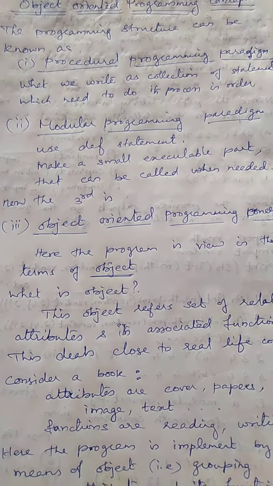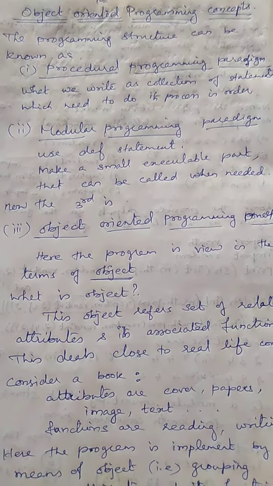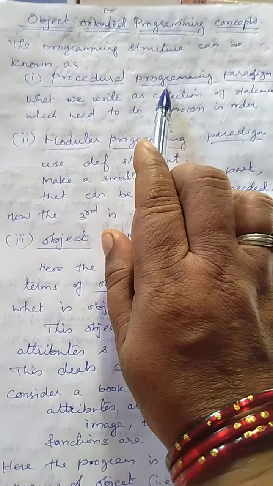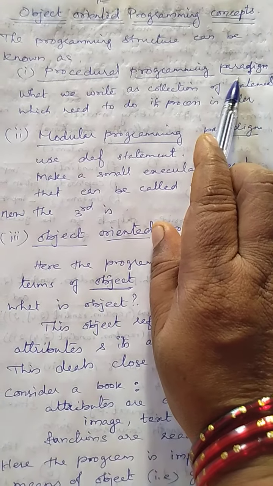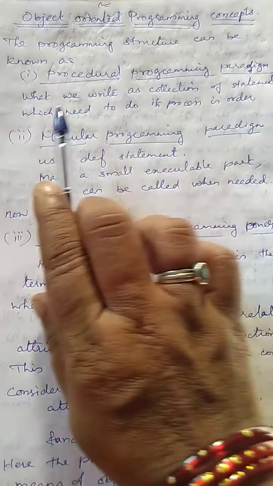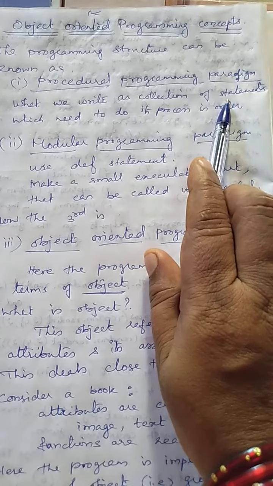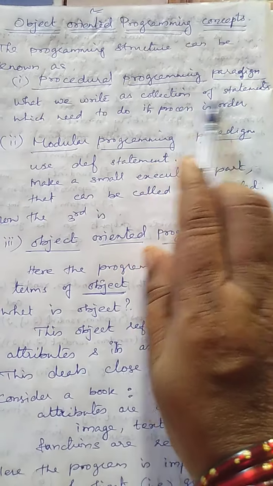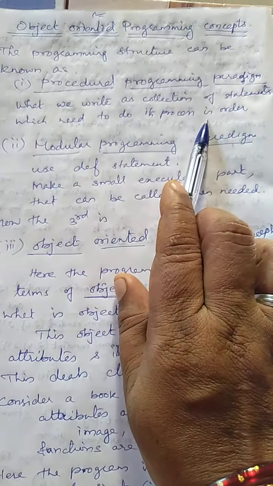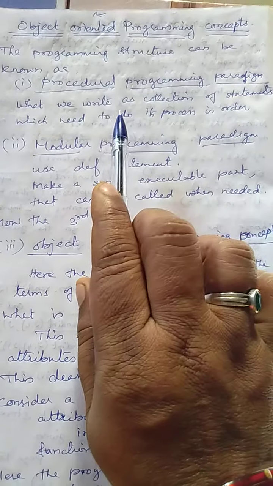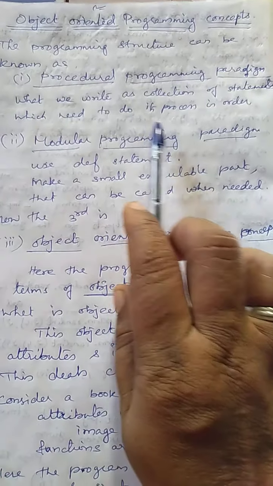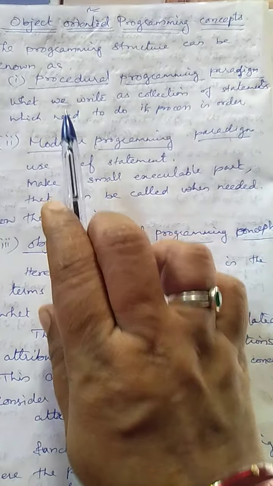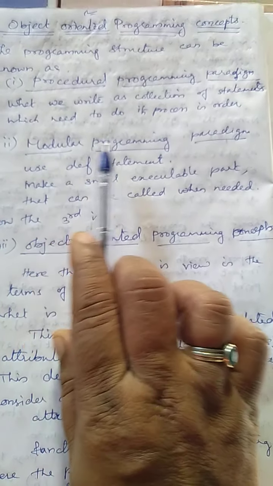In Python programming, the structure of a program can be known in three different parts. The first one is called procedural programming, which is what we have used so far in our programs. We write a collection of statements, statement 1, 2, 3, one by one, which need to be processed in order. The first statement is executed first, then the second, then the third, just as we write them in the script. That is called procedural programming.